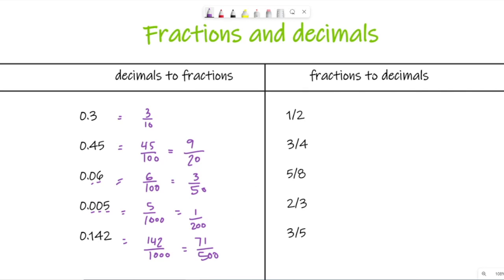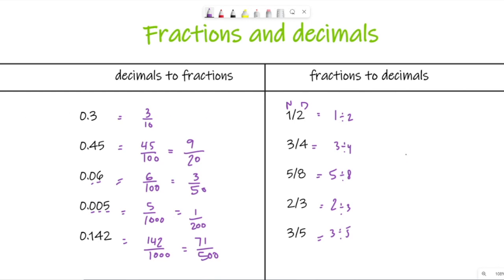Now, going backward, converting your fraction into a decimal. First of all, 1 over 2 can be easily converted into a decimal by dividing the numerator by the denominator. So it's actually 1 divided by 2. This one is 3 divided by 4. This one is 5 divided by 8. This one is 2 divided by 3. This one is 3 divided by 5. Okay, let's do the division now.